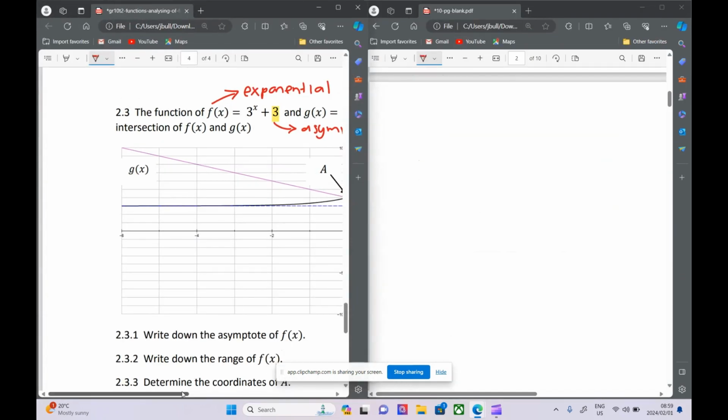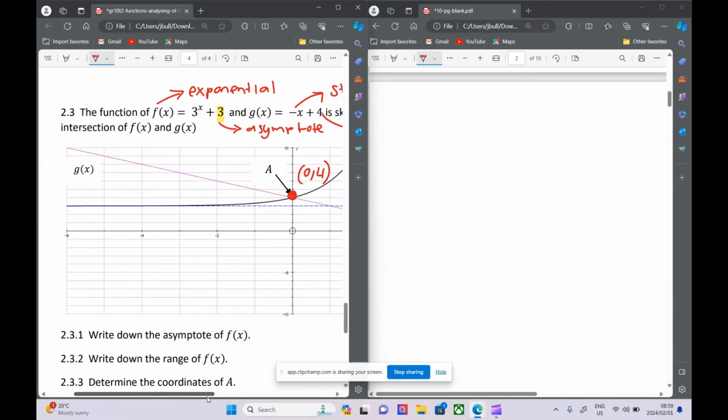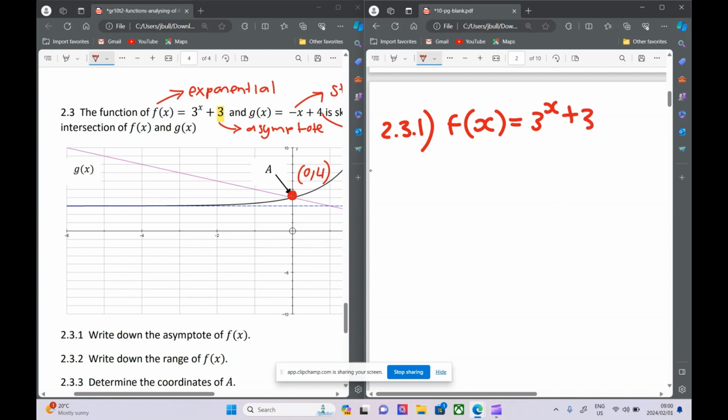Write down the asymptote of f of x. Okay, great, we already started with that. So 2.3.1. The asymptote is always in f of x. We've got 3 to the x plus 3. The asymptote is always this number here. And so our asymptote is y equals 3. That is our asymptote.